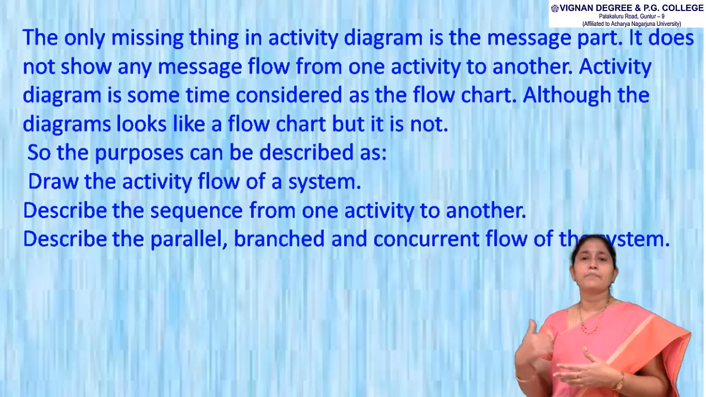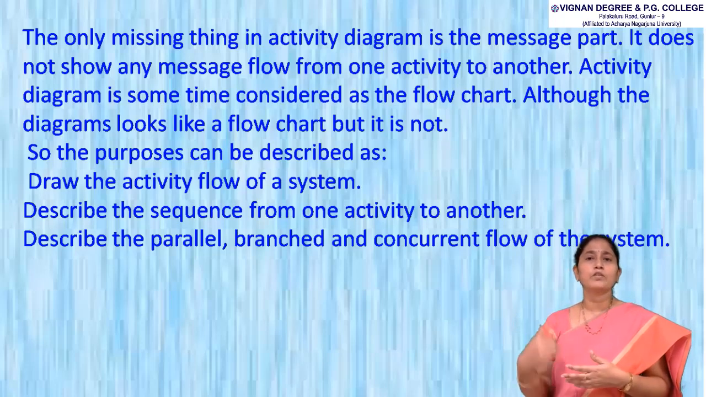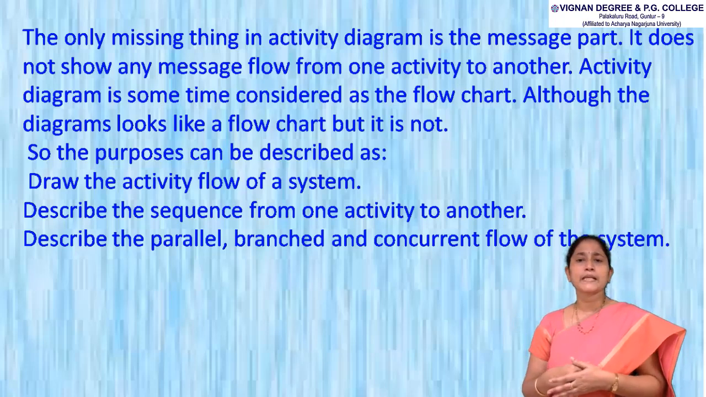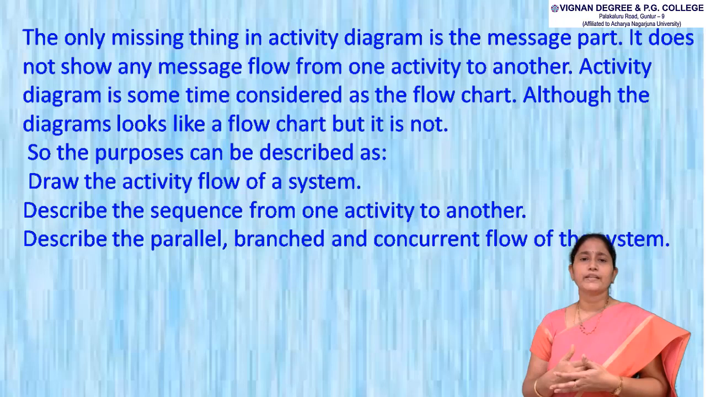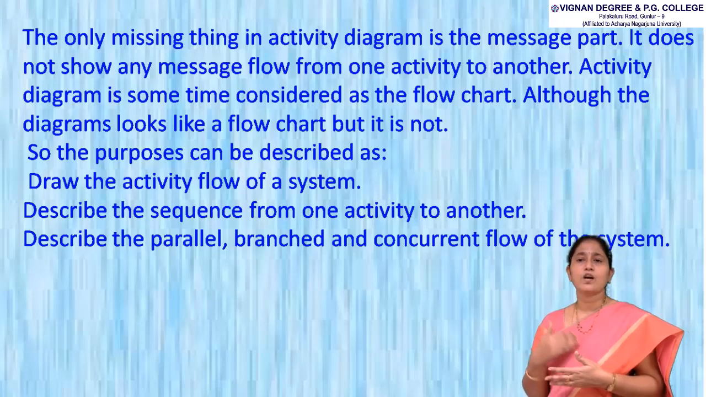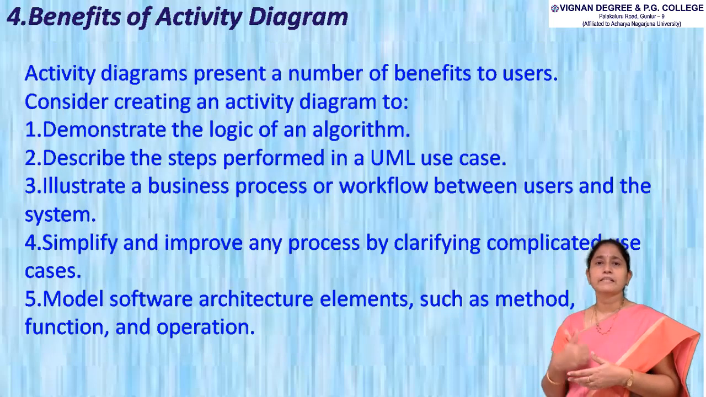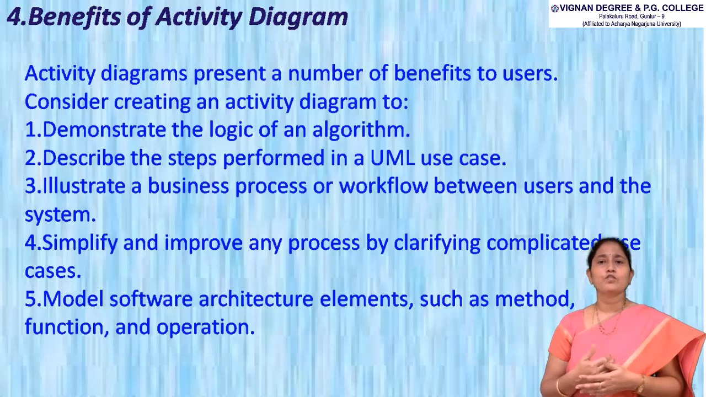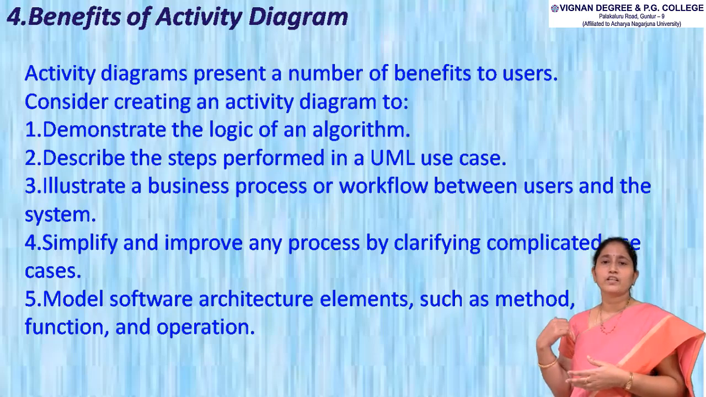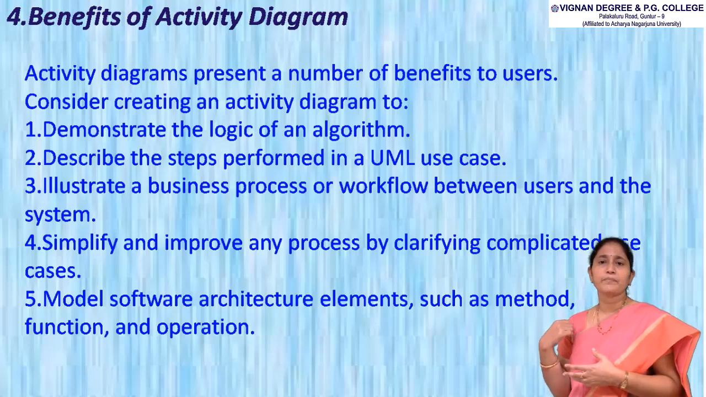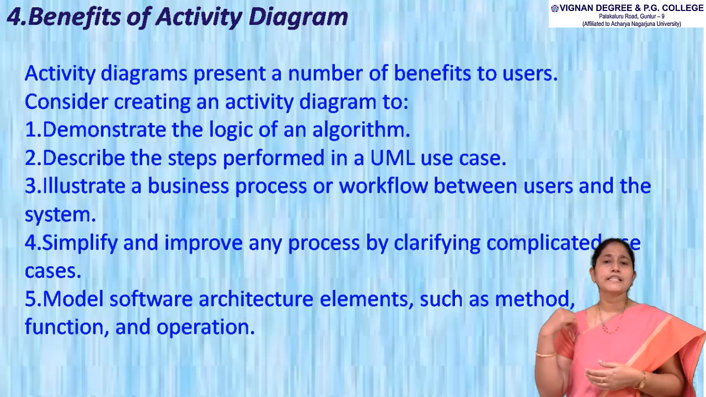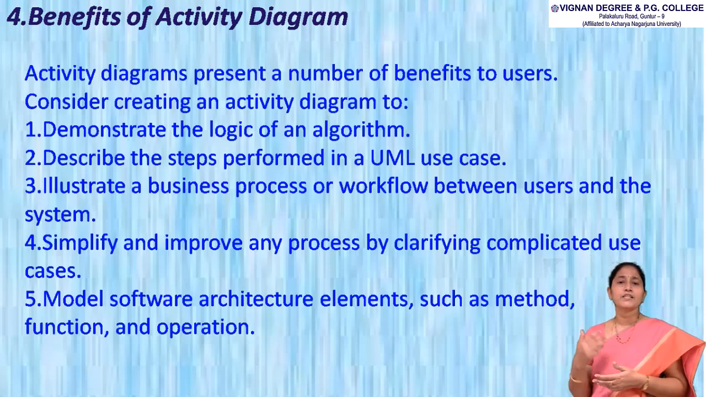The activity diagram is sometimes considered a flowchart. Although the diagram looks like a flowchart, it is not. So the purpose can be described as: draw the activity flow of a system, describe the sequence from one activity to another, and describe the parallel, branched and concurrent flow of the system. The third one is the benefits of activity diagram. It has many benefits for users. It demonstrates the logic of an algorithm. It describes the steps performed in UML use cases. It illustrates the business process or workflow between user and the system. It simplifies and improves any process by clarifying complicated use cases. It also models system architecture elements like methods, functions and operations.